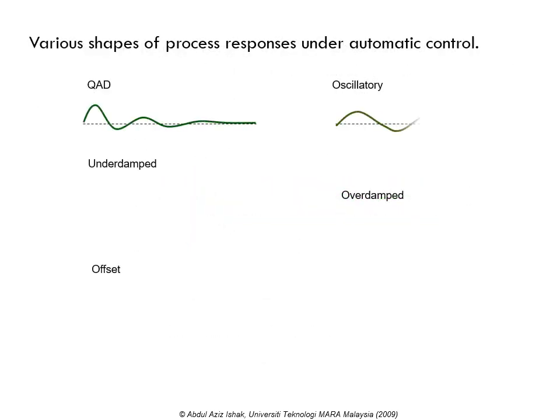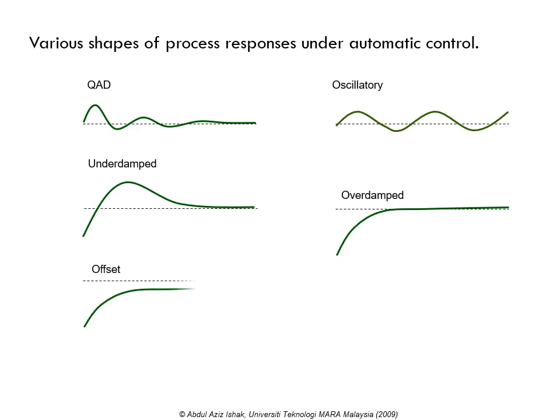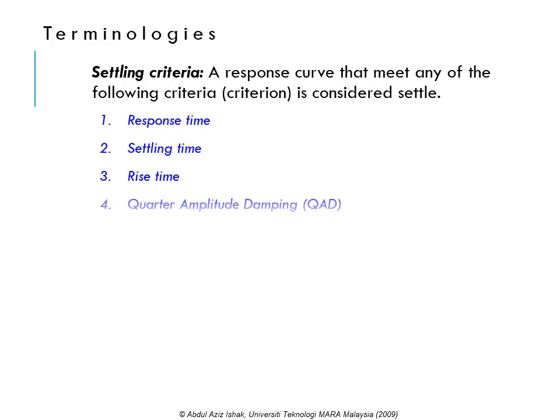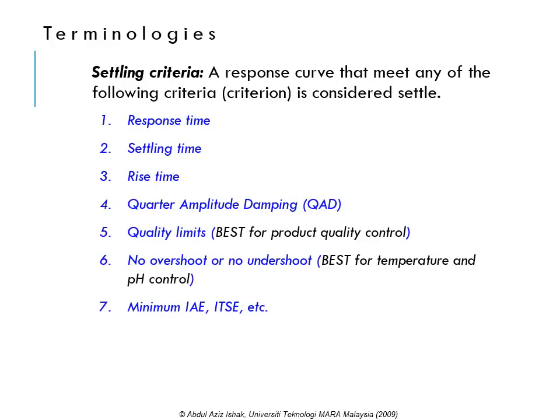Process response of the automatic controller would behave in various ways, such as QAD, also known as quarter amplitude damping, oscillatory, underdamped, overdamped, and offset. The settling criteria depend on certain quality imposed by the objective of designing the control system. An example of settling criteria for process response is response time.